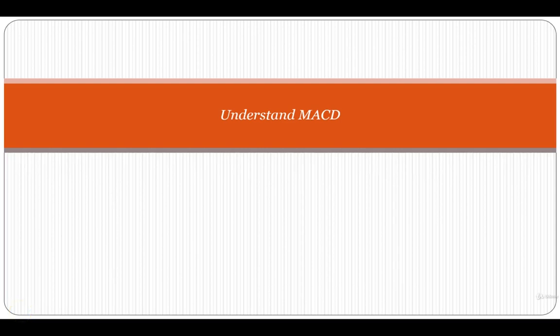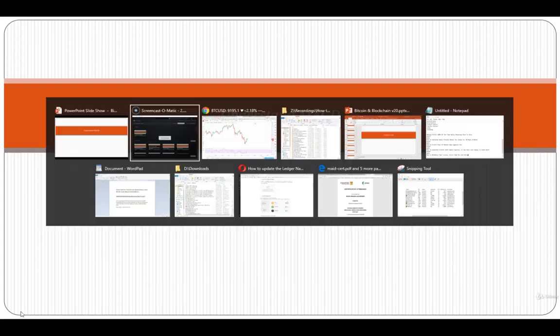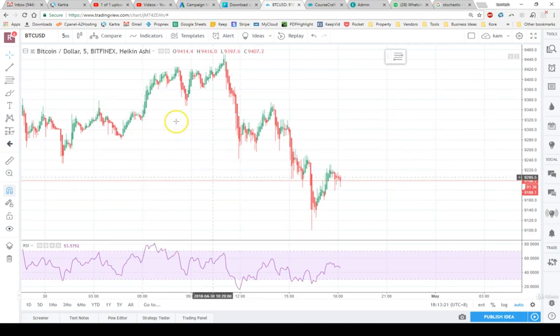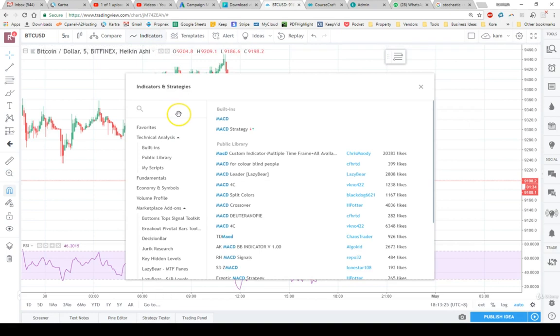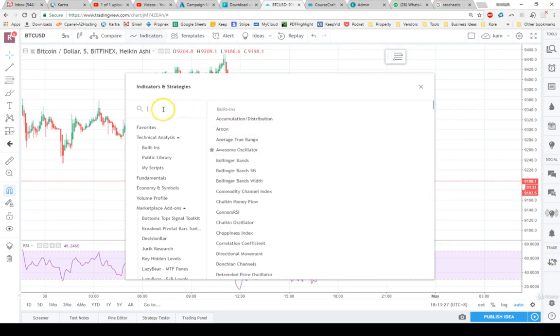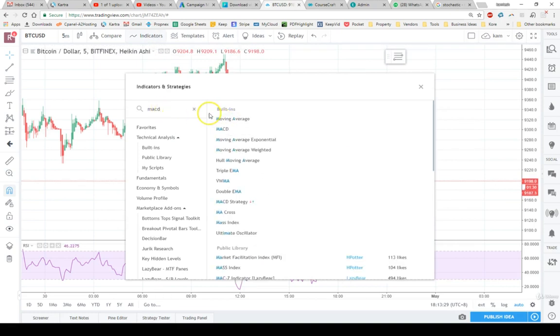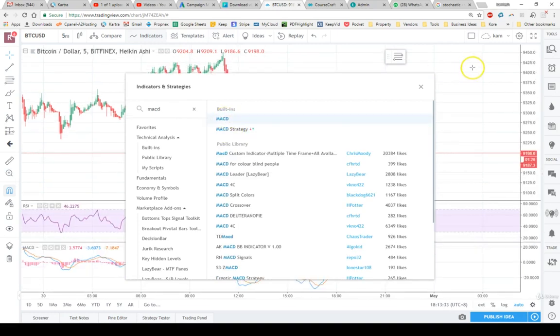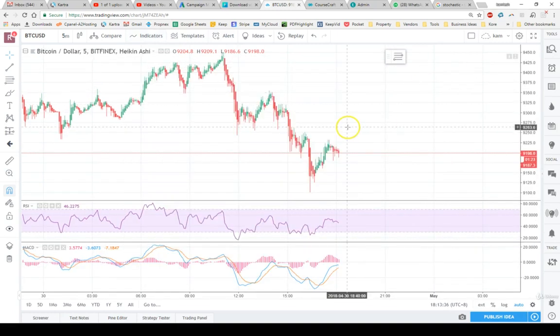Hello friends, welcome back. In this lecture we'll understand the MACD indicator, its moving averages, convergence and divergence, and let us plot MACD on our graph now. So we go to indicators and we type MACD. Here it is. So we just type MACD and select it, and now on this graph you have MACD plotted and you have RSI plotted.